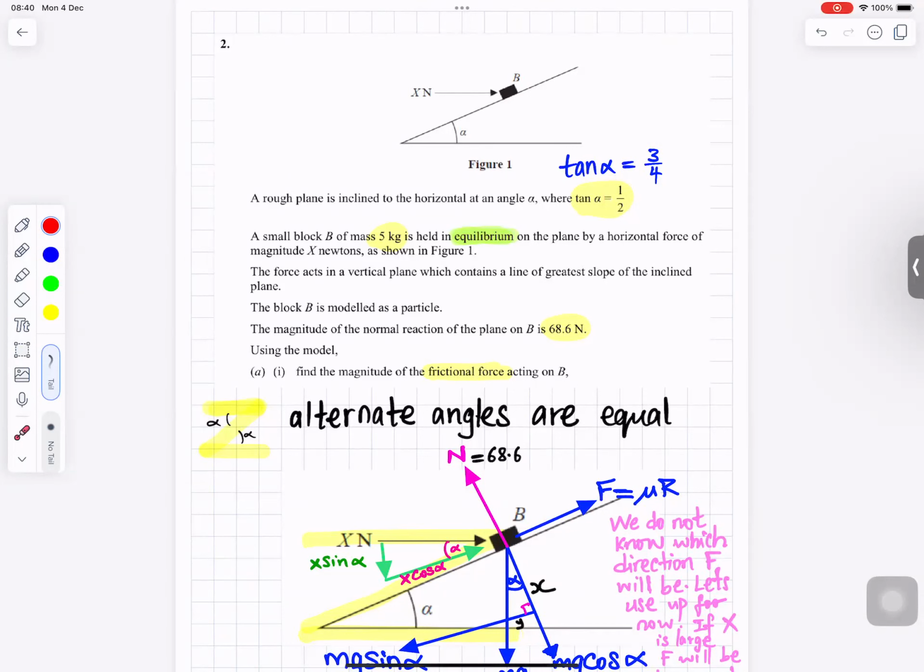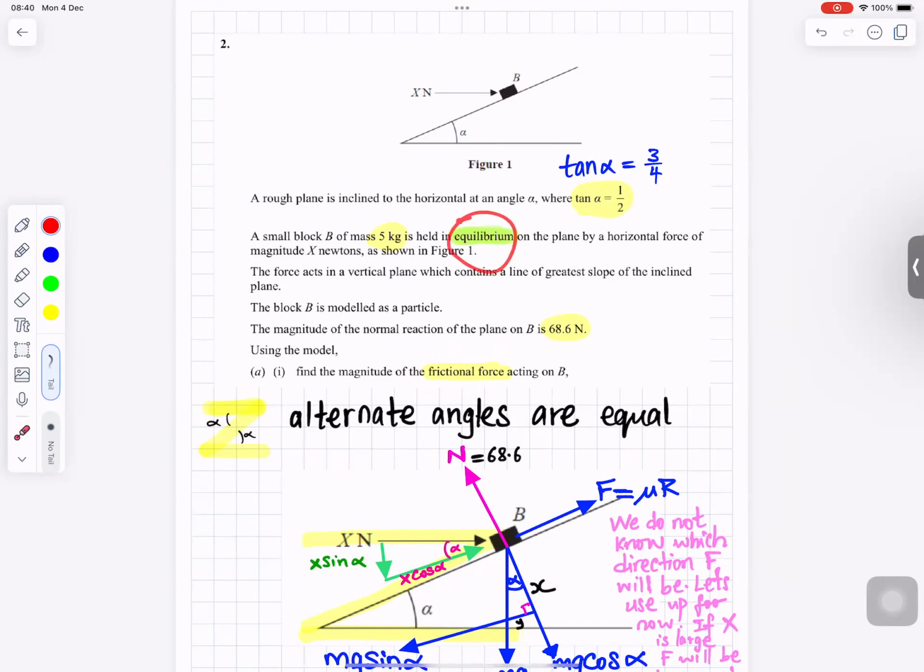A small block B of mass 5 kg is held in equilibrium on the plane by a horizontal force of magnitude X newtons as shown in figure 1. And that's figure 1 there. The force acts in a vertical plane which contains a line of greatest slope of the inclined plane. The block B is modeled as a particle. The magnitude of the normal reaction of the plane on B is 68.6 newtons. Using the model, find the magnitude of the frictional force acting on B.